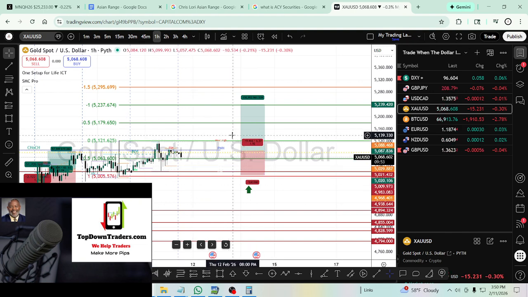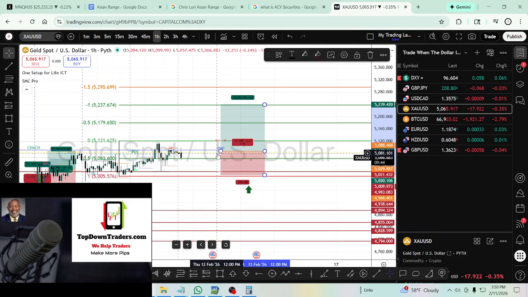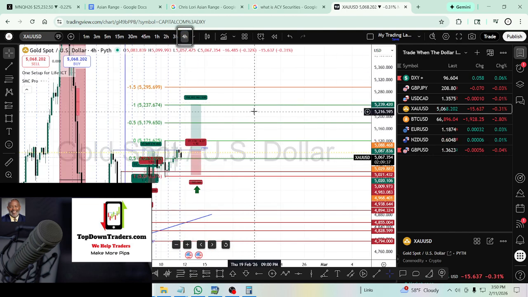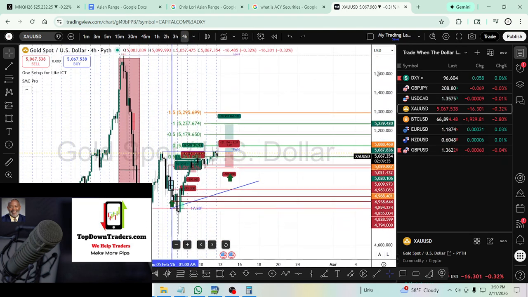Tomorrow's the 13th. Tomorrow's the 12th. So, let's see if we can take this trade in the morning. Alright, so that gives us some time. This is the hour chart. See what the 4 hour looks like. Okay, so that's what the look is.